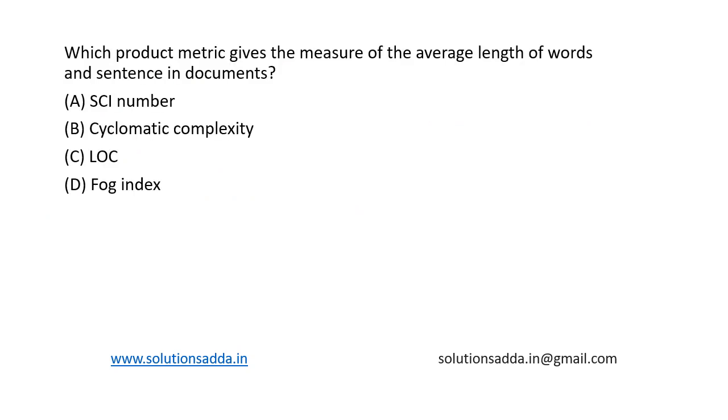This is a question from computational linguistics. Which product metric gives the measure of the average length of words and sentences in a document? And 4 options are given: SCI number, cyclomatic complexity, LOC, and fog index. The correct answer is option D, fog index. It is an index which is used to understand whether a document is easy to read or difficult to read. Fog index gives the average length of words and sentences in a document. So the correct answer here is option D, fog index.